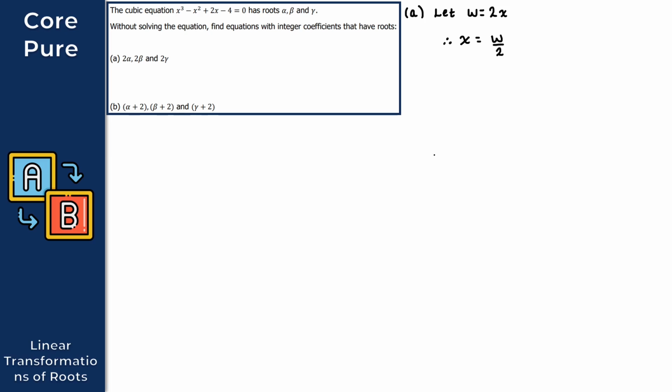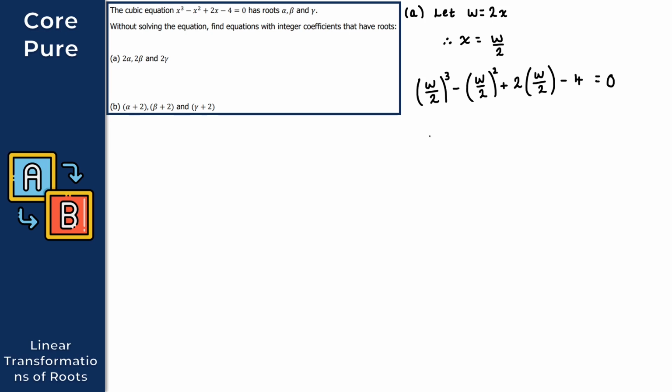Now what I want to do is substitute this back into the original equation. So if we do that, what we get is (W over 2) all cubed, minus (W over 2) all squared, then we have two lots of W over 2, and finally minus 4. And that is all equal to 0.